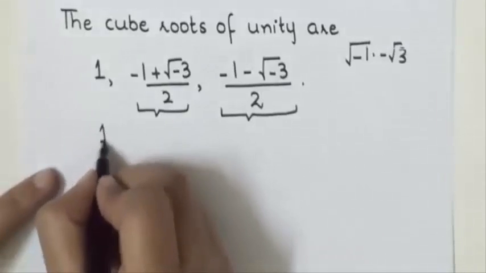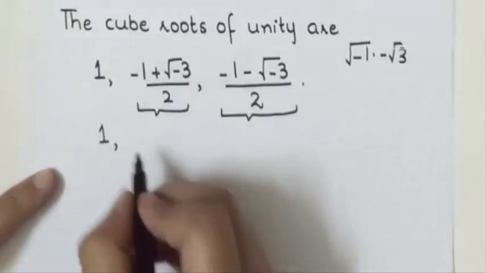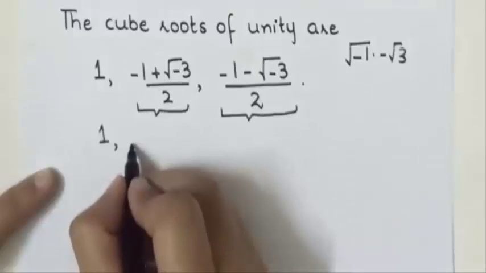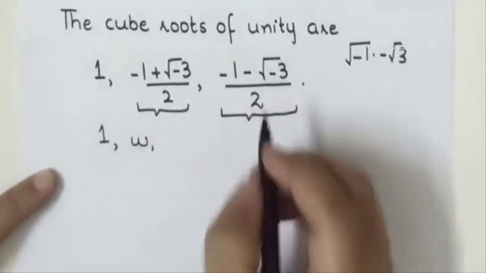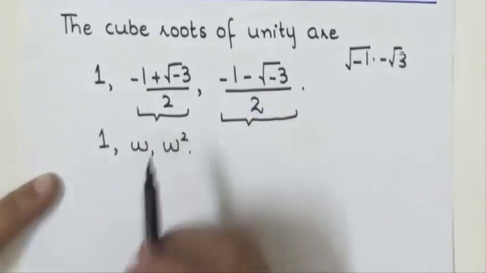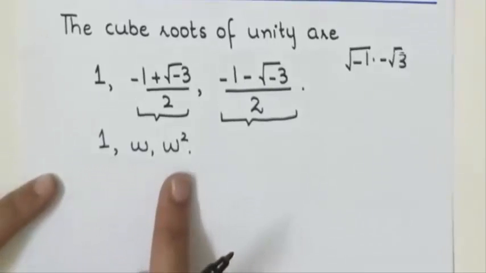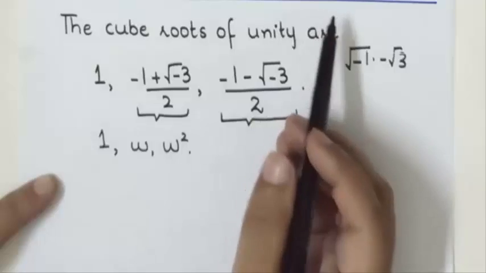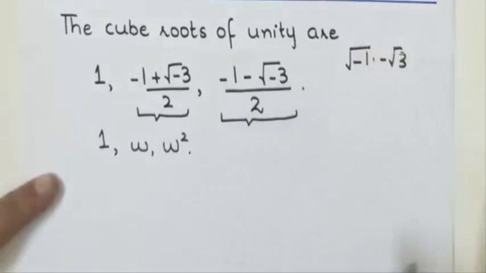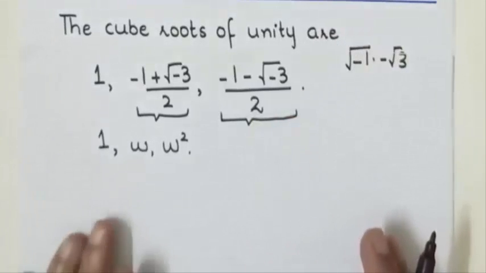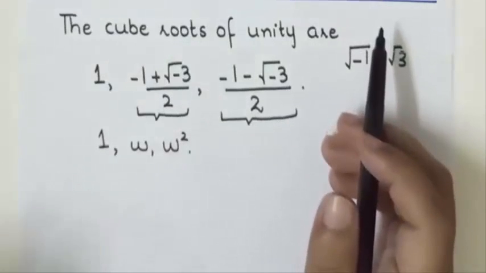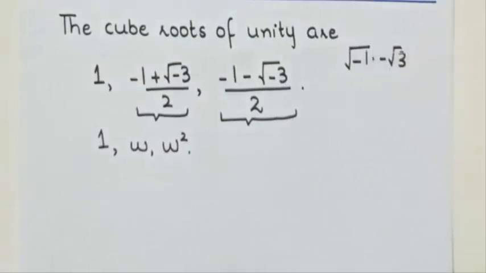This is written as 1. Let me write this root as omega and this root as omega square. So 1, omega and omega square are the cube roots of unity. Now we will see what the properties of the cube roots of unity are, and then we will solve some problems related to this concept.